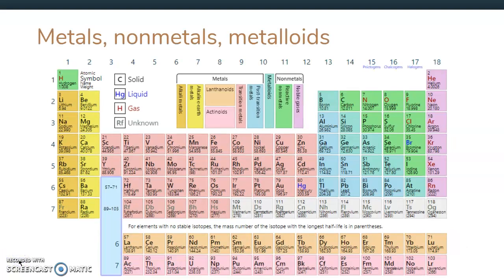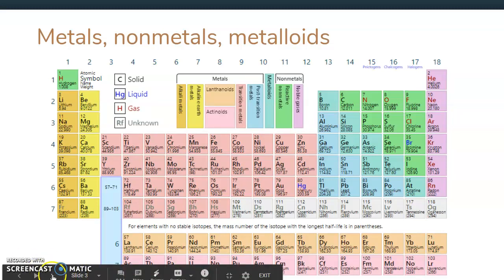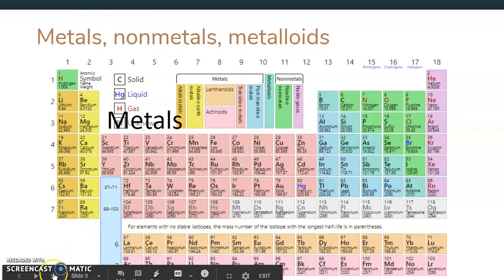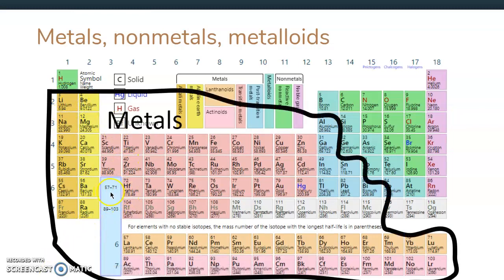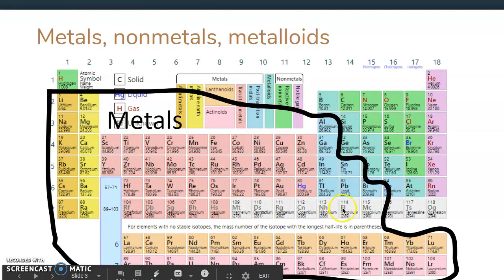So let's discuss where we can find our metals, nonmetals, and metalloids on our periodic table. First thing is, let's start with our metals. Metals are everything under this line.